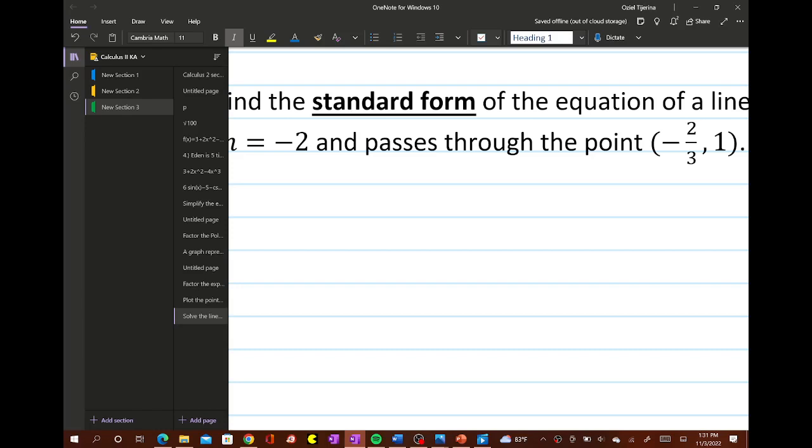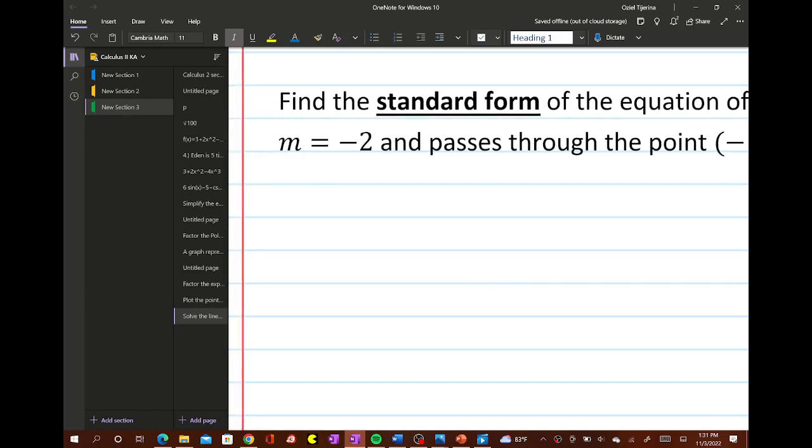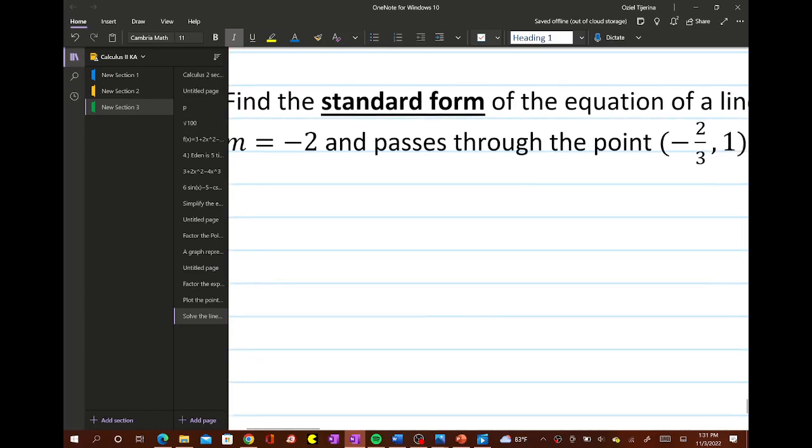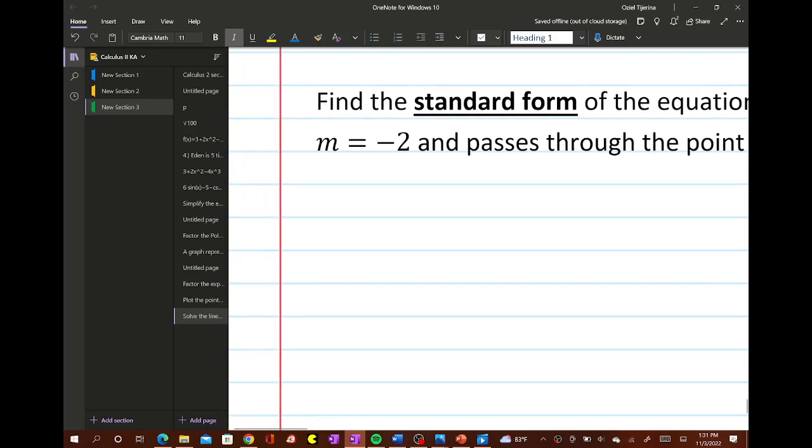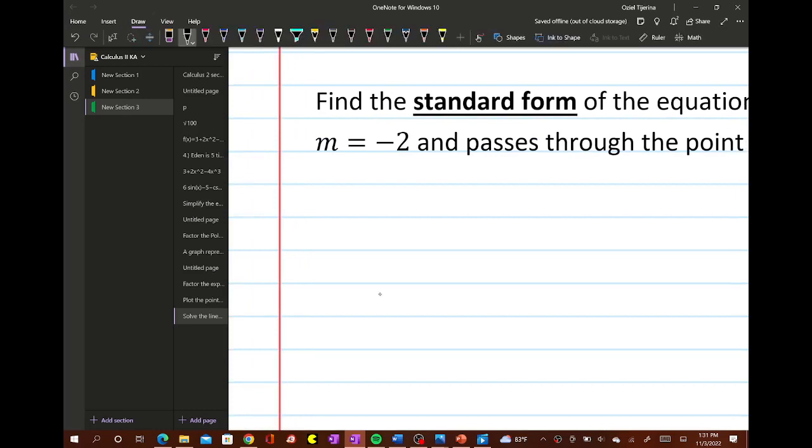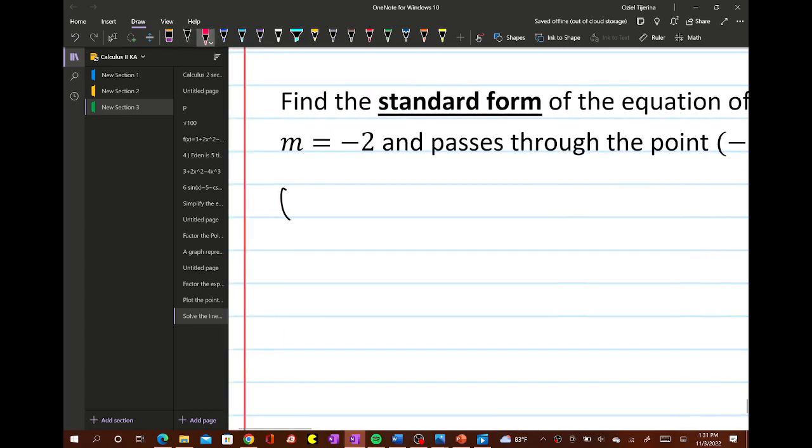So let's do slope-intercept form first. We have the point (-2/3, 1), and we know that m is -2. So m is -2.